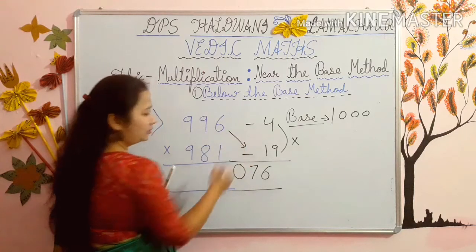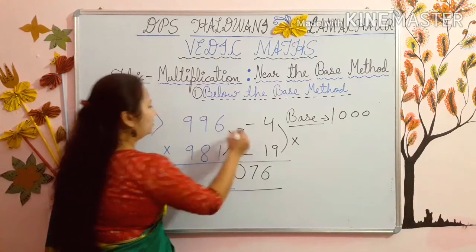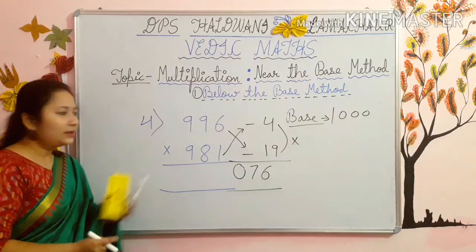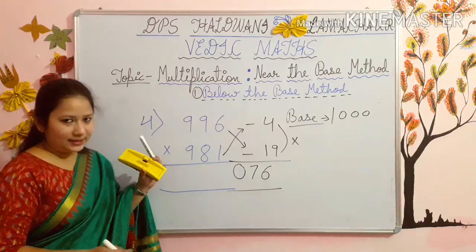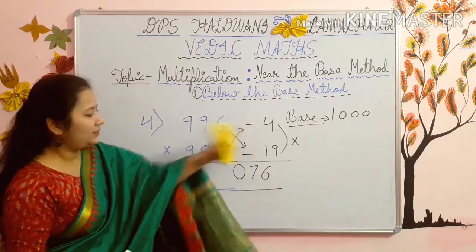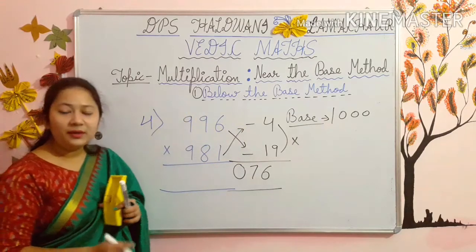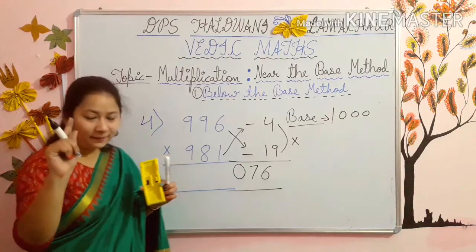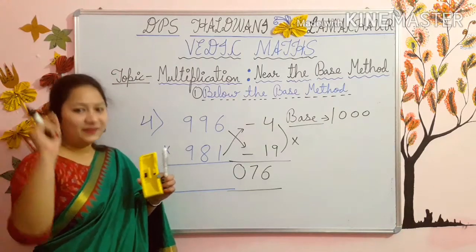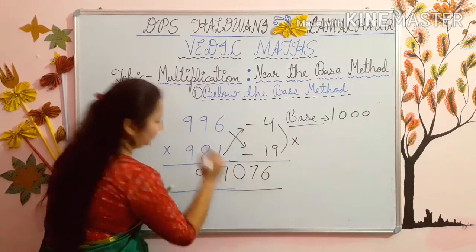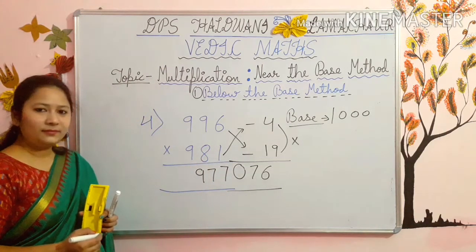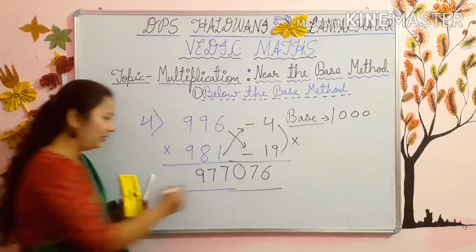Now do the rest. You can solve like this also and you can solve like this also. See, when you do 996 minus 19, it will take time. So I am solving 981 minus 4. See, 81 minus 4. 81 minus 1, 80. Then 79, 78, 77. So 977. Fine.